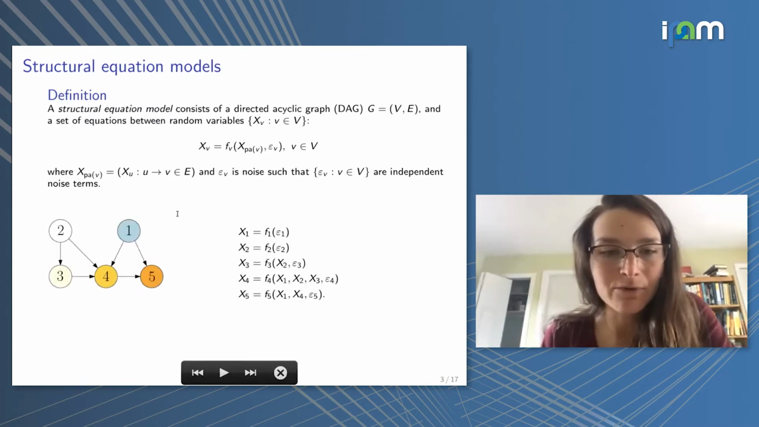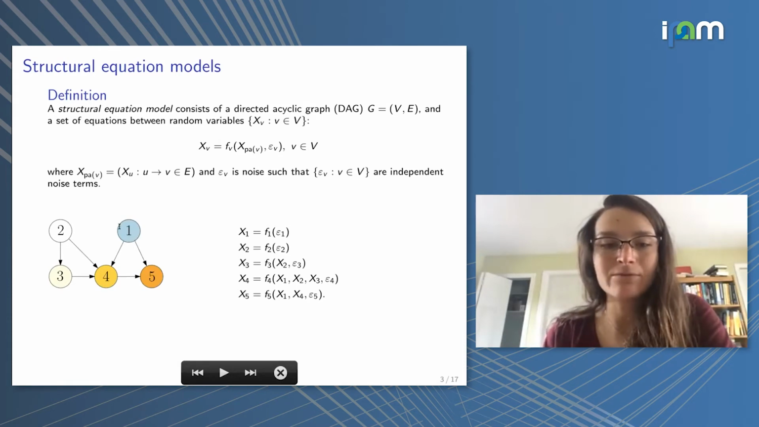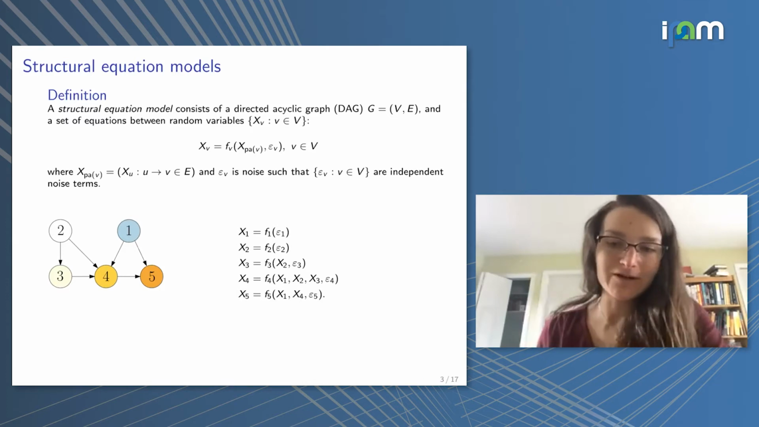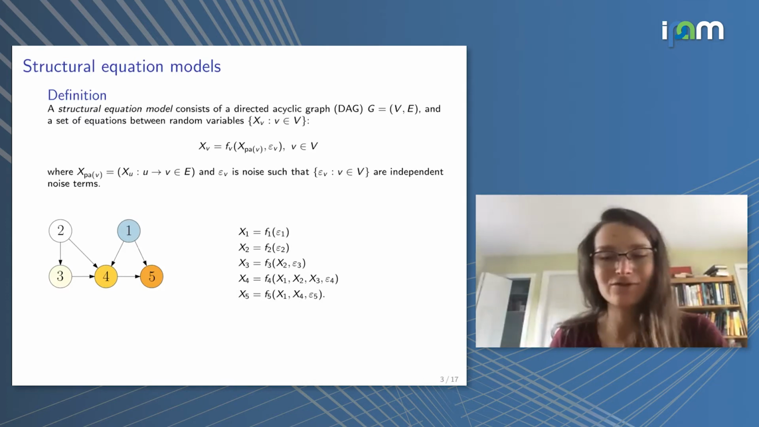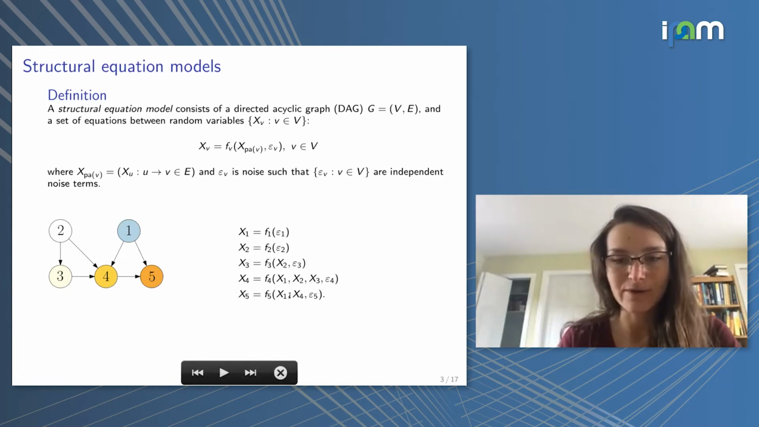Here's an example. We have this graph with 5 variables. x1 is just going to be f1 of some noise epsilon 1, because this vertex has no parent, so nothing is pointing to it. So it's just a function of the noise. x2 is also a function of the noise because there are no parents of x2. Then 3 has one parent, 2, so x3 is f3 of x2. And 4 has 3 parents, 1, 2, and 3, so x4 is a function of those 3 variables and epsilon 4. And similarly for x5, which has 2 parents.